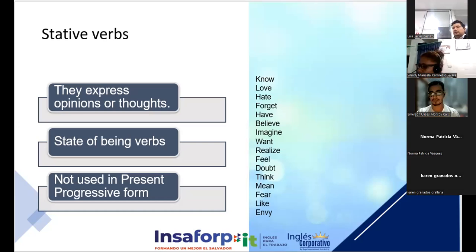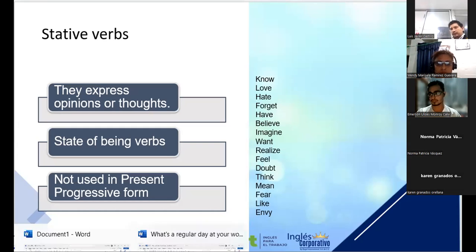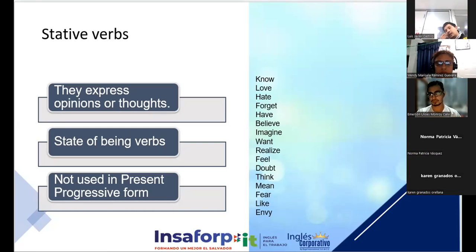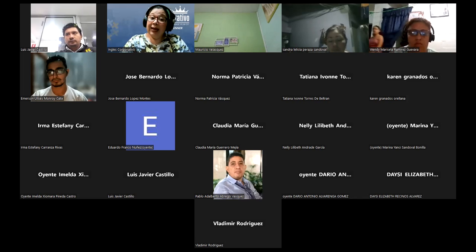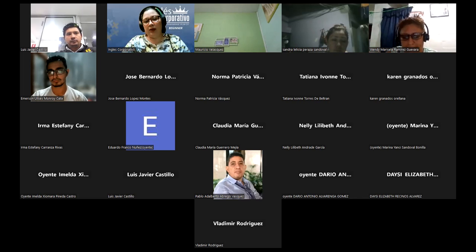Okay, les voy a pasar un link para los que quieran ir profundizando ya en este tema y expandiendo. Por acá les voy a pasar un link en donde hay un listado, ¿verdad? Ahí hay un listado de verbos y lo que es correcto decir y lo que no es correcto decir, ¿ok? Porque en diferentes tiempos verbales va a sonar distinto, ¿ok? Ahorita se los paso aquí en el chat el link.